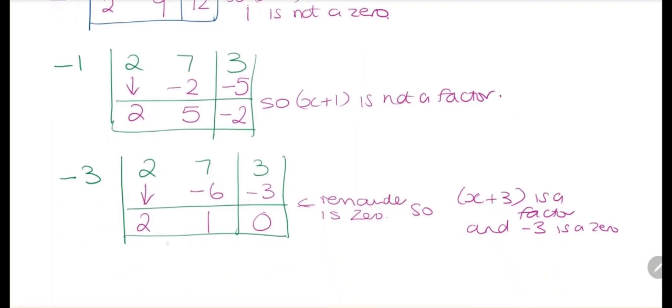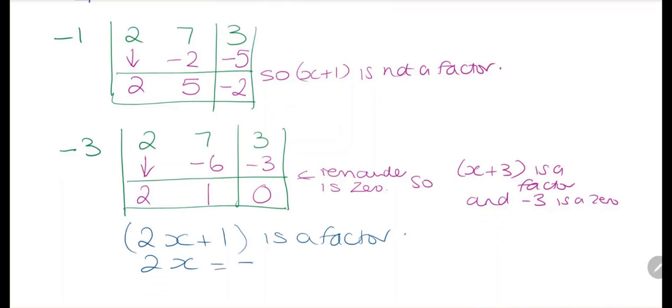So now what we're left with is 2x plus 1. So 2x plus 1 is a factor. So we also know that this is a factor. And if we solve this, 2x is equal to minus 1. So x is equal to minus a half. So minus a half is also a 0.